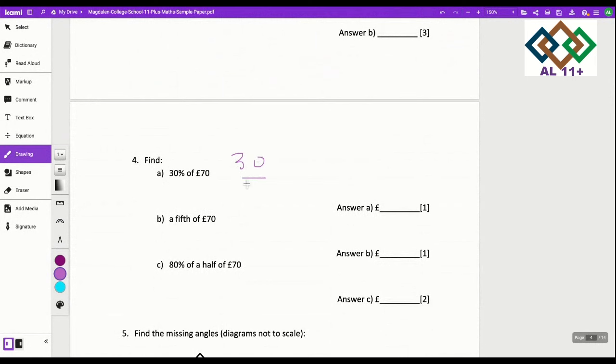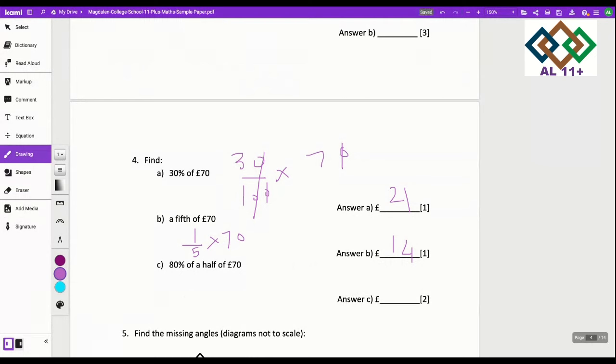Now the next is you have 30% of 70. You do it 30 over 100 multiply by 70. 0 to 0 cut, 0 to 0 cut, and your answer is 3 multiplied by 7, that's 21. Then you have 1/5 of 70, that's 1/5 multiplied by 70. It's basically 70 divided by 5, and your answer for this one is 14.